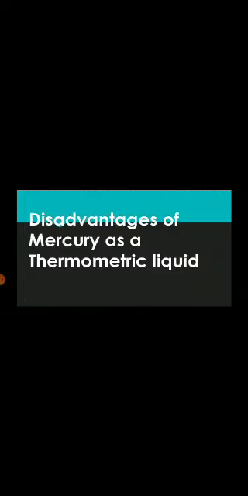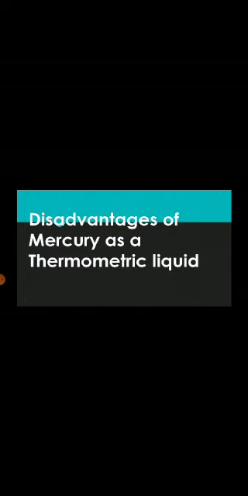From the picture you can also understand that mercury is shiny and opaque. Opaque means that light cannot pass through it, which makes it easily visible through the glass. As it is opaque and very shiny, whenever it is expanding, we can easily read the thermometer. So these are the advantages.